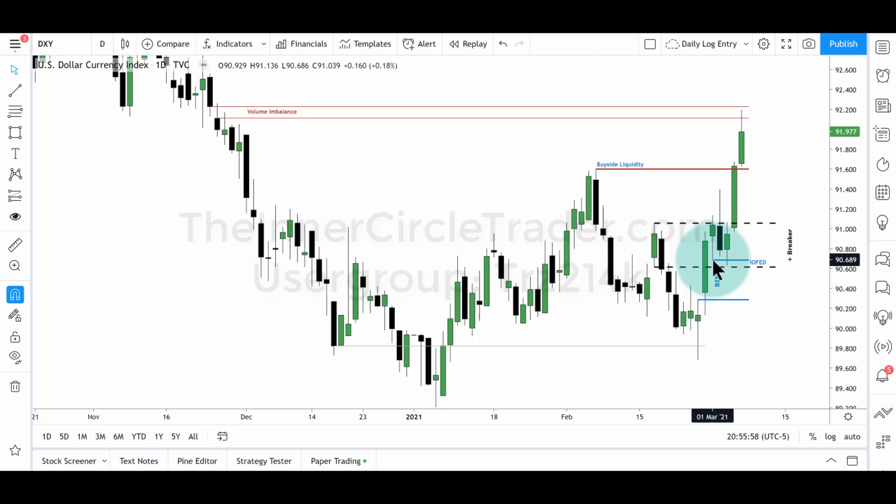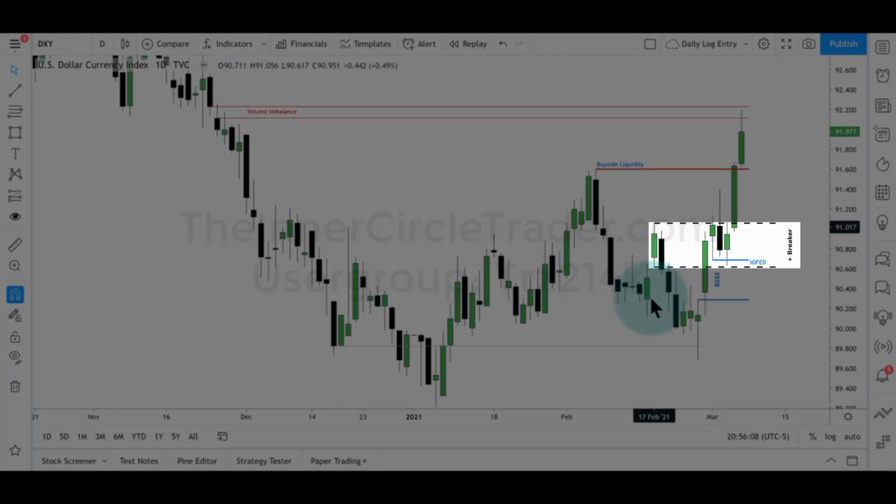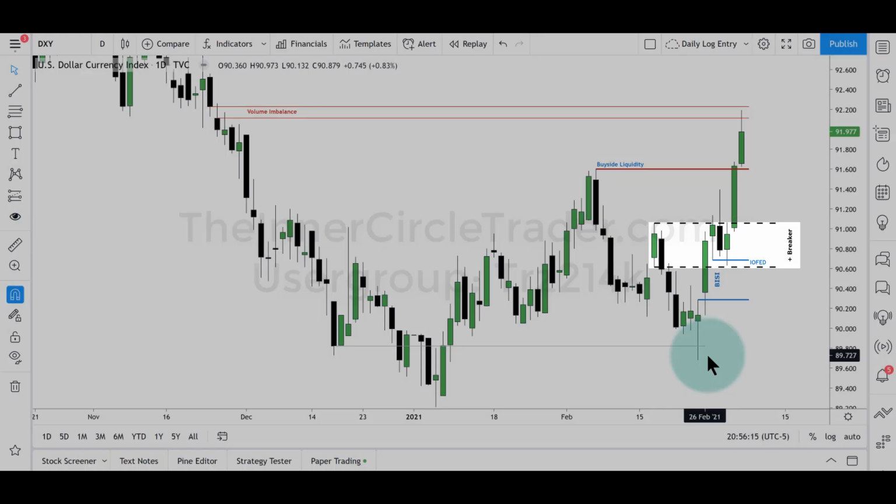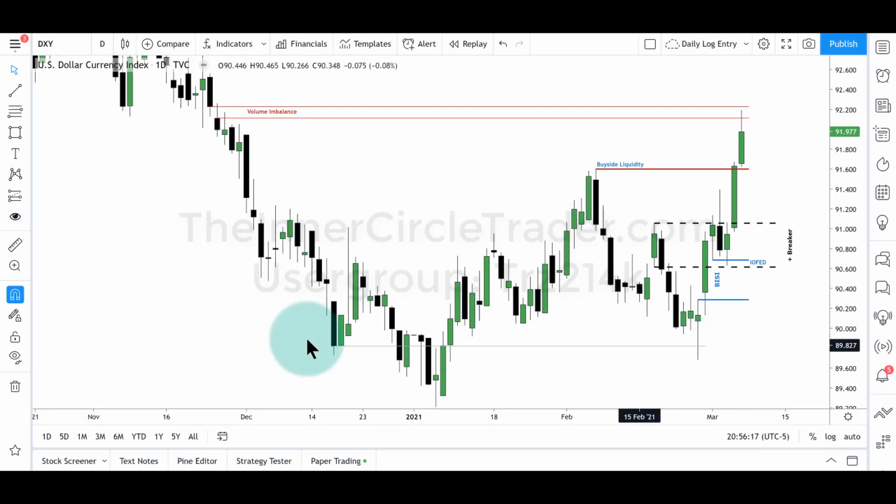Buy side imbalance, sell side inefficiency, it traded into that here, but all of this decline with the institutional order flow entry drill was also a bullish breaker. Okay, so we have a low, a high, and the lower low. So I want you to take a moment and really take this all in.